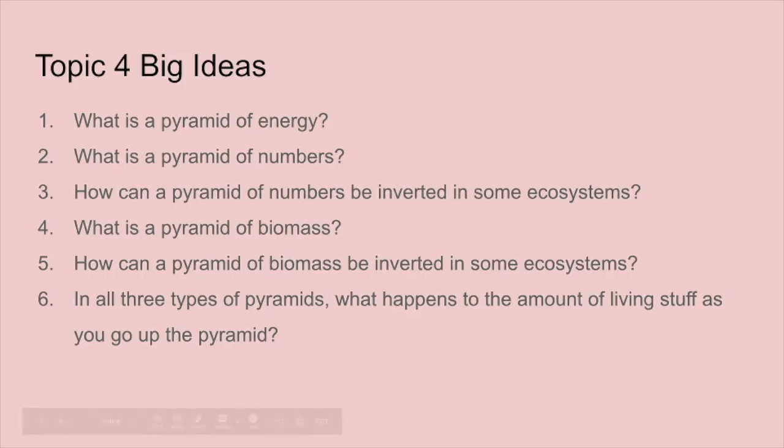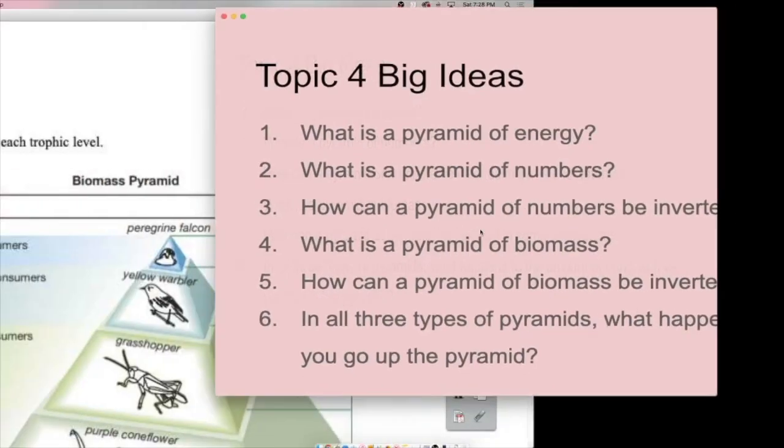So to close it out, let's look at the big ideas again. What's a pyramid of energy? A pyramid of numbers? How could a pyramid of numbers be inverted in some ecosystems, not all? What's a pyramid of biomass? How can a pyramid of biomass sometimes be inverted in some ecosystems? Okay. And in all three of the pyramids, what happens to the amount of living stuff as you go up the pyramid? Go for the general ones there, not the weird exceptions.